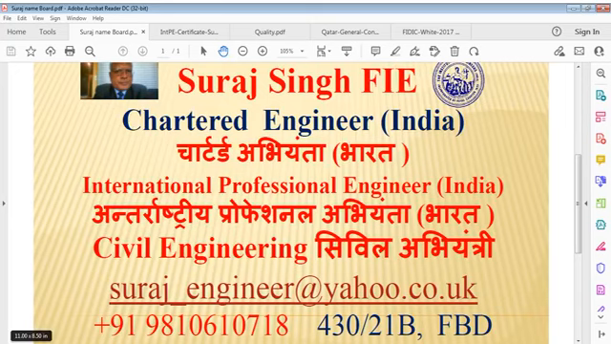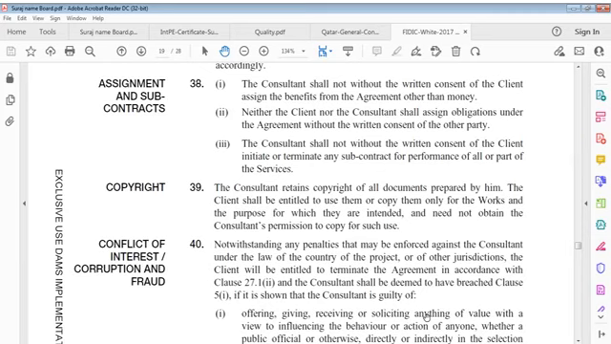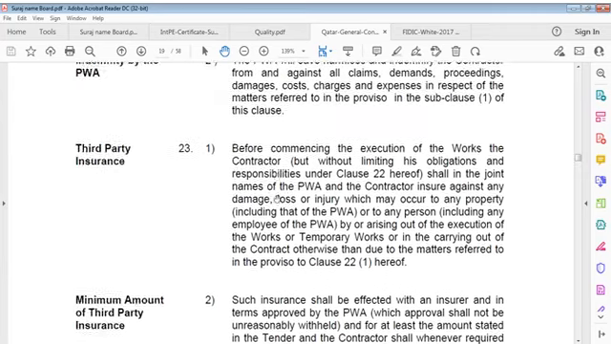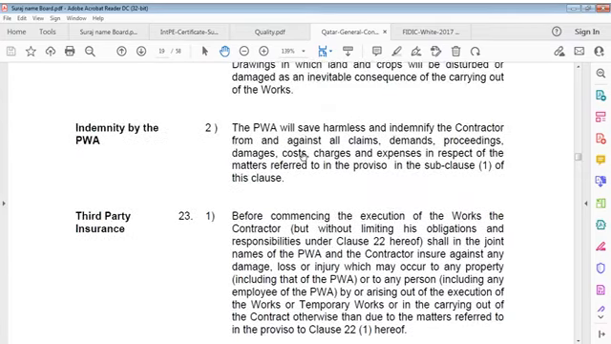Last video broke due to signal failure suddenly, and I'm back again. I was talking about this file, the Qatar General Specifications, and we were talking about third party insurance. You can see on this file, before commencing execution of works, and also indemnity.